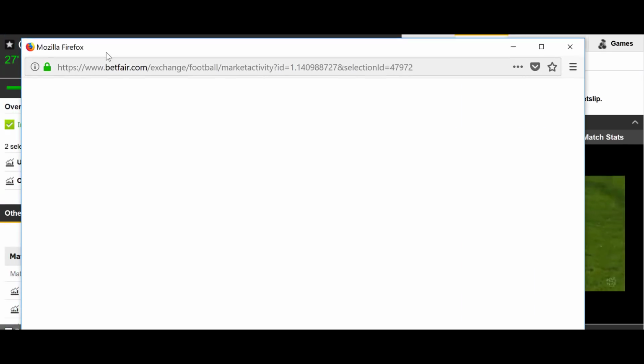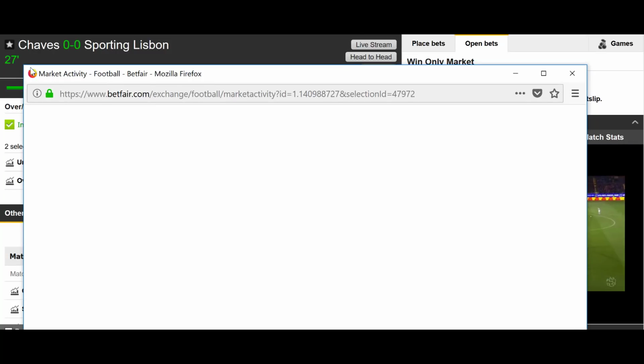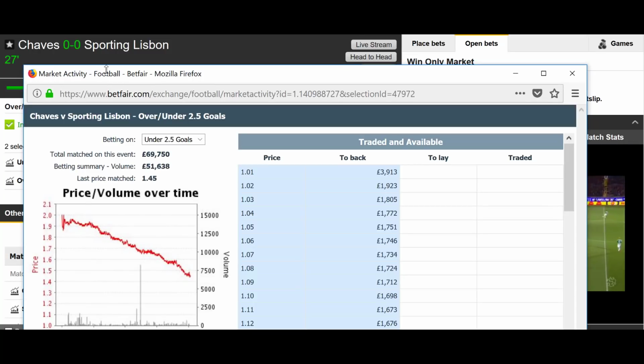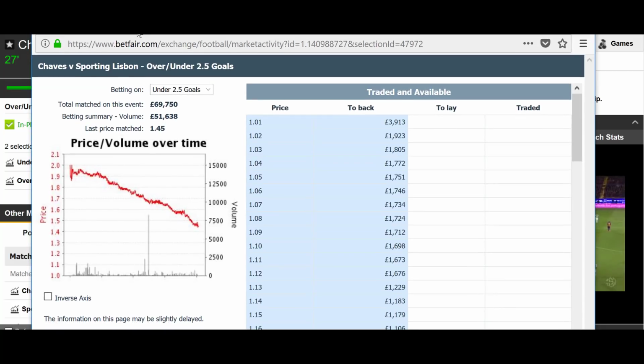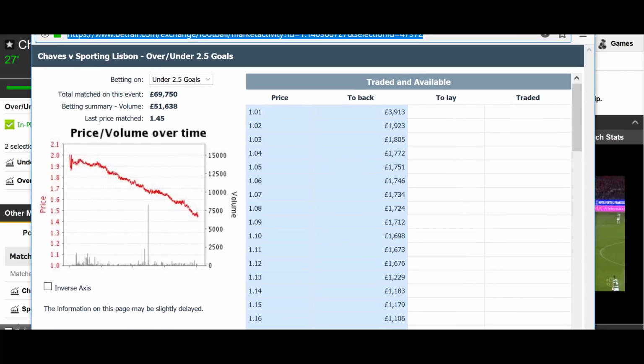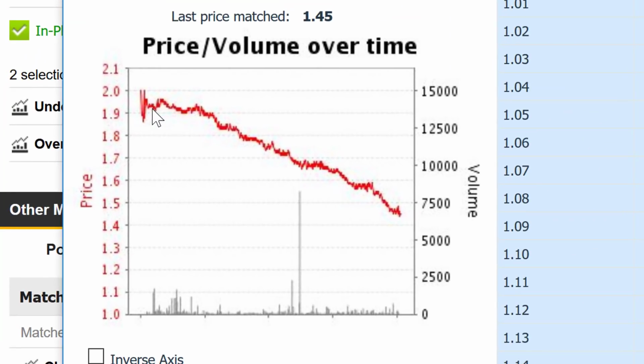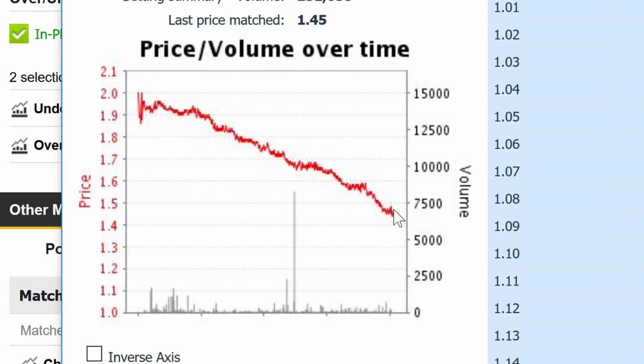Let's just bring up the Betfair chart. This is Chaves against Sporting Lisbon. It's 0-0, 27 minutes in. Now look at this chart here. You can see the price on under 2.5 goals was around 1.90-ish at kickoff. This is the kickoff point here. And then the match went in play, and then it just goes down and down and down as long as there is no goal scored.